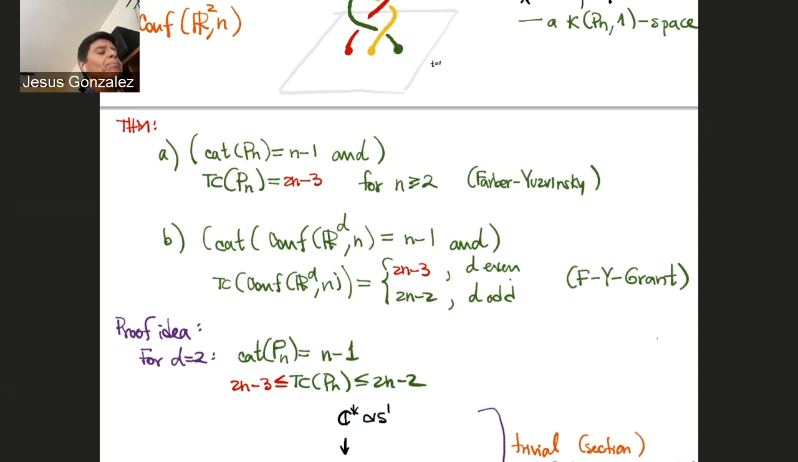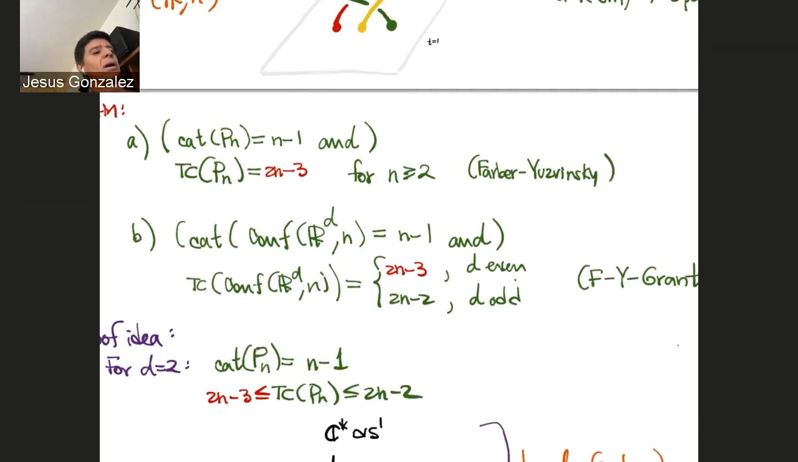And then, if you want to generalize, recall that P_n is the fundamental group of this type of configuration space of n points on the plane R2. And if you want to take into consideration general Euclidean spaces, then the configuration space of n points in R^d has category also n minus 1. This is also more or less well known, easy to see.